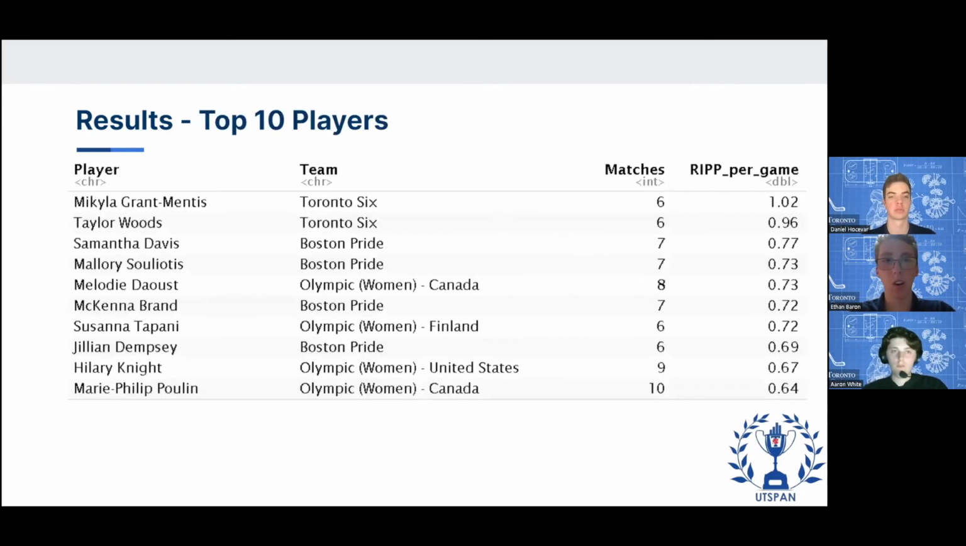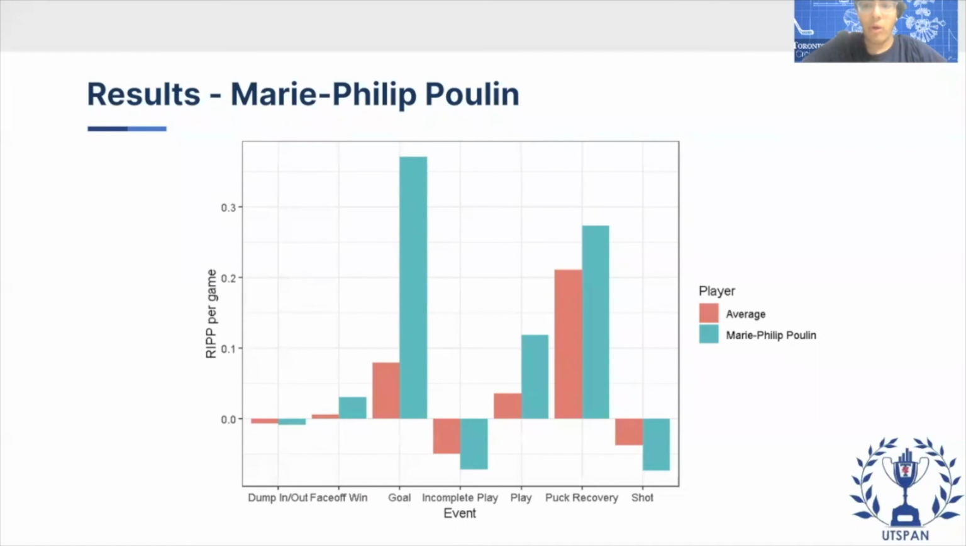On the next slide, we show a table of the top 10 players according to their RIPP per game, with at least 5 matches in our data. It's nice to see that the top player here, Michaela Grant-Mentis, also represents Toronto and was the MVP of the league in that season. And so this is another indication that RIPP is really capturing the value of the player well. Our RIPP calculation demonstrates the value added by a player in all facets of the game, which allows coaches to determine their most valuable players and also to find potential weaknesses of the player's game.